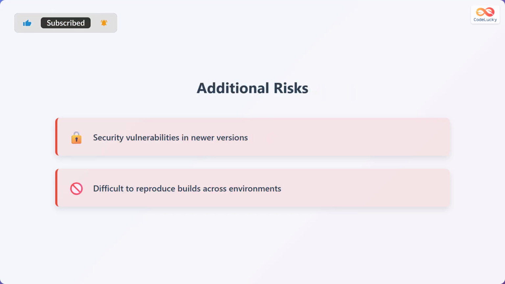There are more risks to using the latest tag. First, security vulnerabilities in newer versions of the image. Second, it is difficult to reproduce builds across environments. The latest tag does not guarantee a specific version, making it challenging to replicate the same environment across different systems. What works in development might not work in production, leading to deployment headaches.